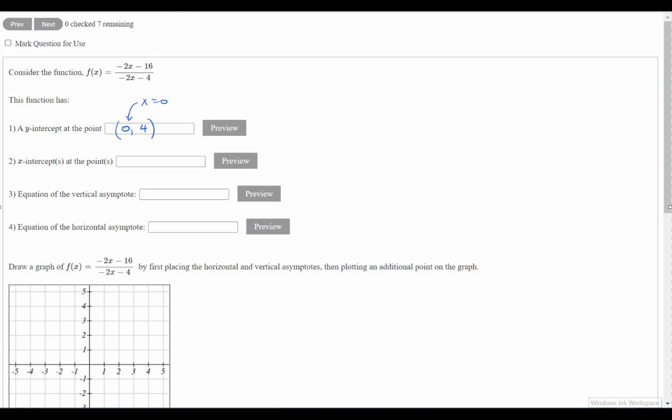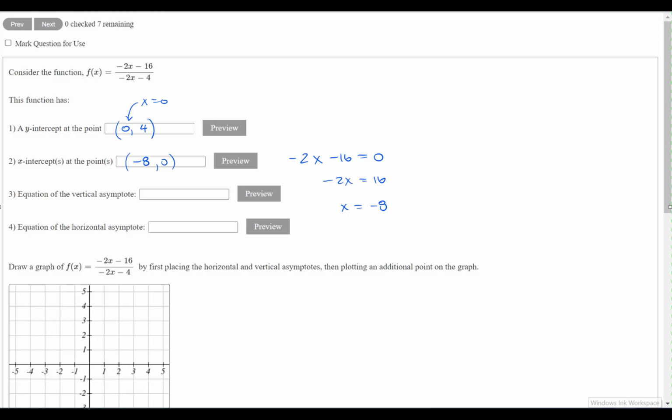And the x-intercept. To determine that point, what we do is let the y value be 0, and we solve for x. It just so happens that in a rational function, this happens whenever the numerator is equal to 0. So if I take the numerator, negative 2x minus 16, set that equal to 0 and solve, that would give me negative 2x equals positive 16, or x equals negative 8. So that's the x-coordinate of the x-intercept.